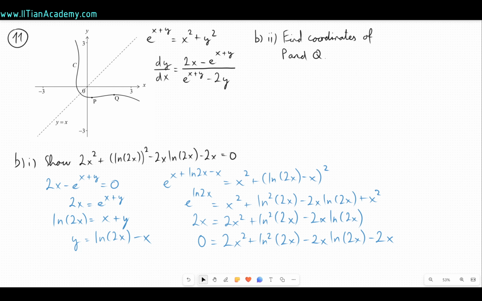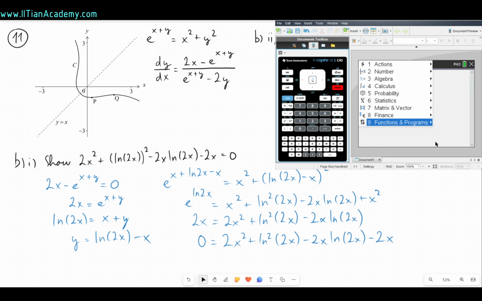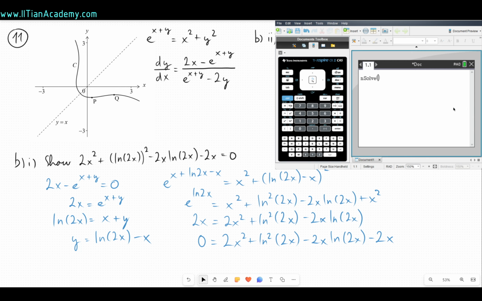And then in part 2, what we need to do is find the coordinates of P and Q. If you remember at the start of the question, we were told that these are where the tangent line has a slope of 0. So we just need to find the points that satisfy this equation. We can do that with our calculator. We can simply plug this expression into our calculator. So if we do that, we can go into nsolve, algebra numerical solve, and then we can plug this equation in.